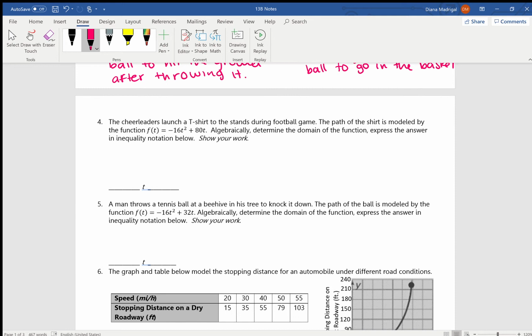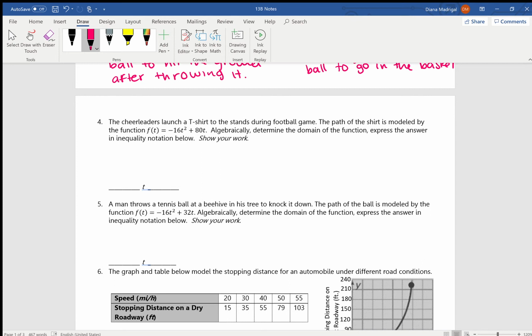So number 4, let's go and read the problem. It says the cheerleader launches a t-shirt to the stands during a football game. The path of the shirt is modeled by the function f of t equals negative 16t squared plus 80t. Algebraically determine the domain of the function. Express the answer in inequality notation below.